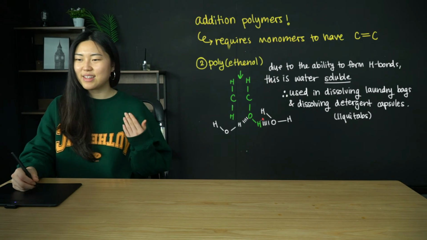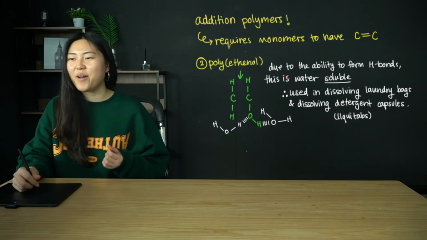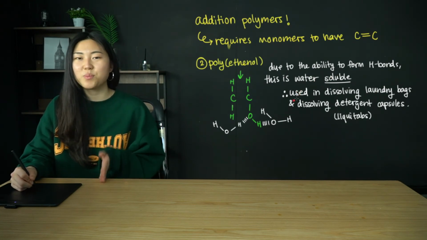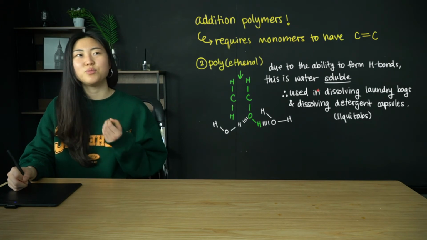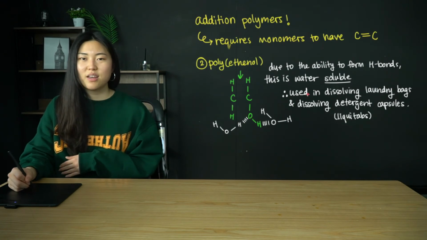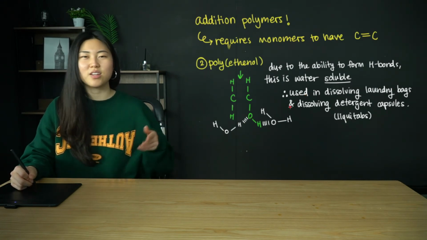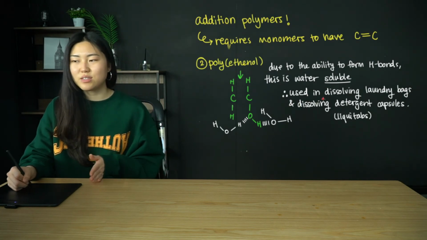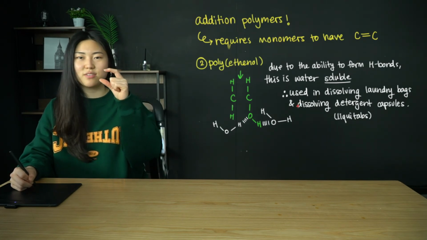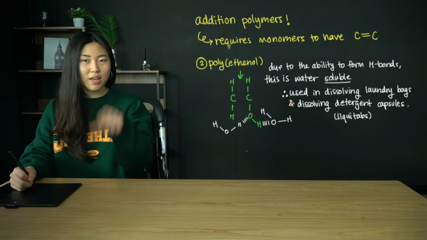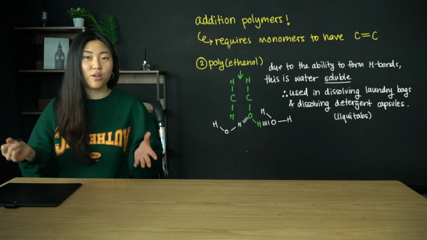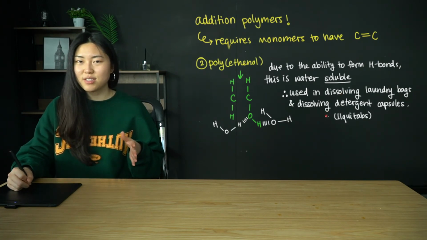And yeah, these also can form hydrogen bonding, right? Due to the ability to form hydrogen bonds, this is water soluble. So now this one is not only just water absorbing, it's soluble. Therefore it's used in dissolving laundry bags, especially in hospitals because we don't want any contaminations, and dissolving detergent capsules, like liquid tabs. So those little liquid detergent capsules that you throw in the washing machine together, and then it dissolves, and then it releases the liquid detergent.